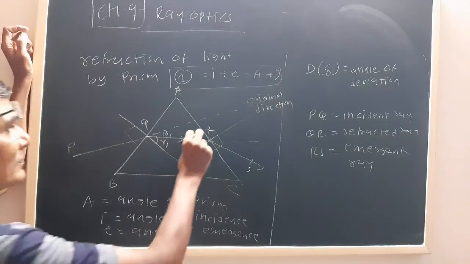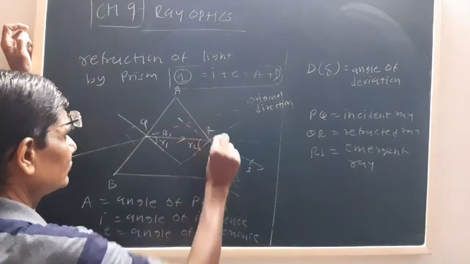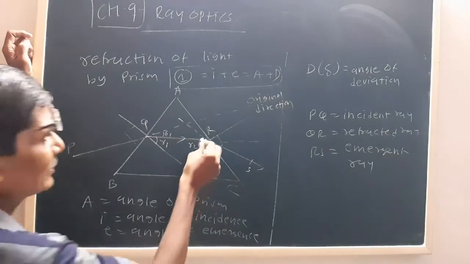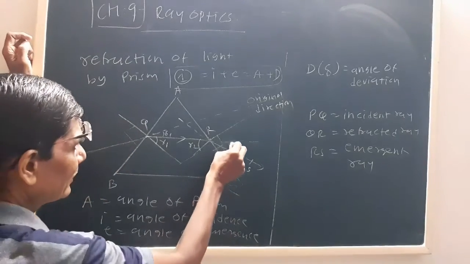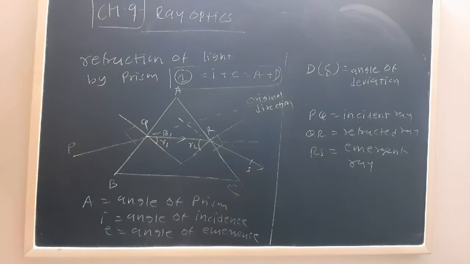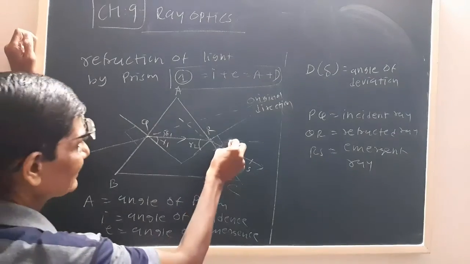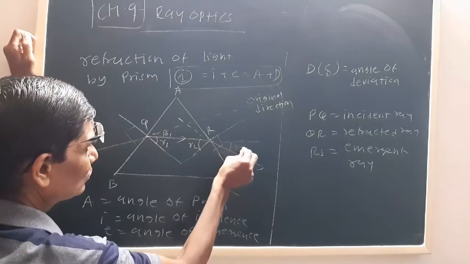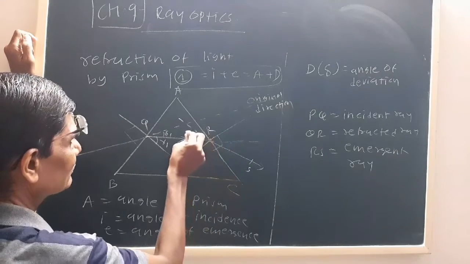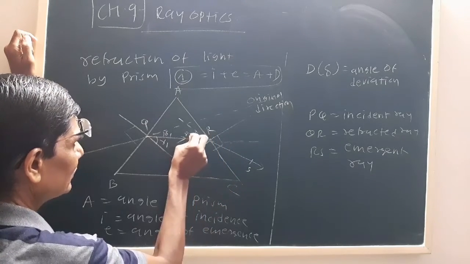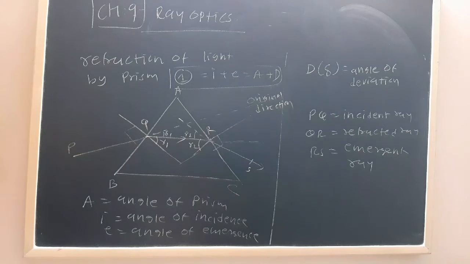Okay, now see from this original direction, it has moved by the angle delta 2, again it has deviated. Now let us say delta 2, but this angle and this angle are vertically opposite angles, that's why we can call this angle delta 2. Okay, now this is about the refraction.